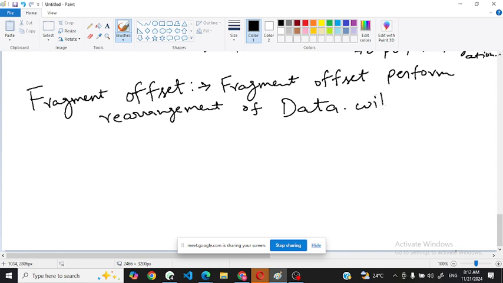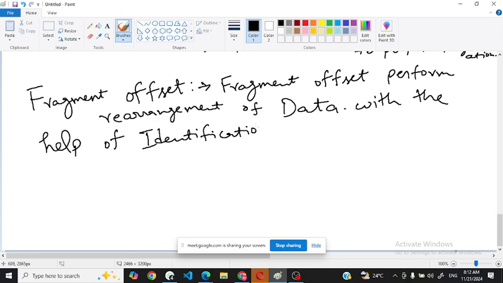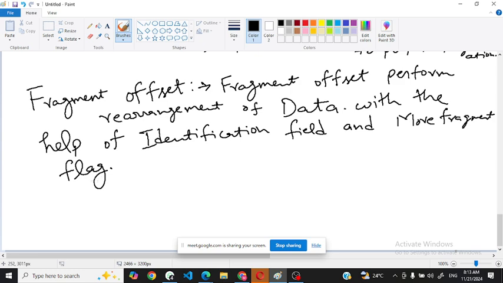With the help of the identification field and the more fragment flag. Is it clear for everyone?